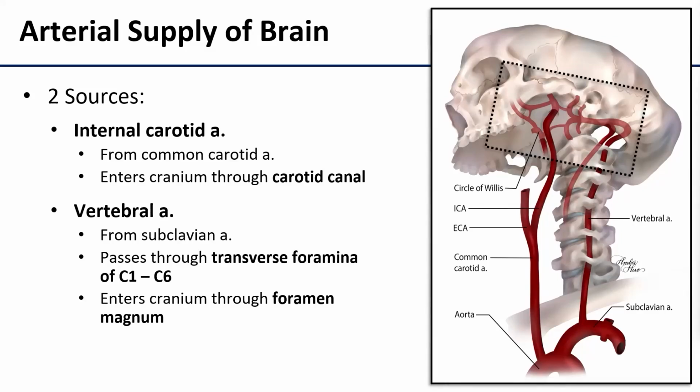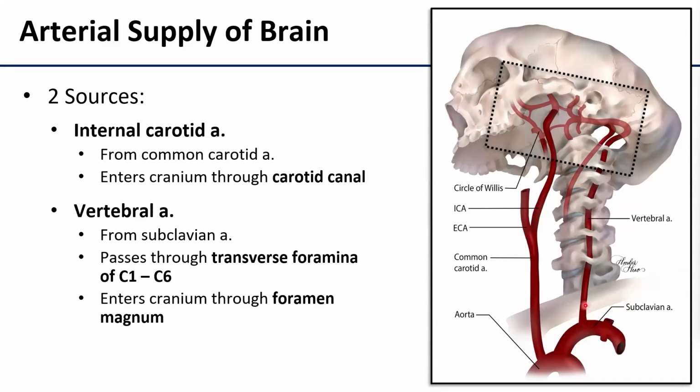So we have two sources of arterial blood to the brain, and these both take slightly different courses up through the neck to enter into the cranium. Anteriorly, we have the internal carotid artery. This is a branch of the common carotid artery, which on the left side is a direct branch right off the aorta, and on the right comes off what's called the brachiocephalic artery. That is then going to split into internal and external branches in the neck, and the internal continues up into the cranium through the carotid canal.